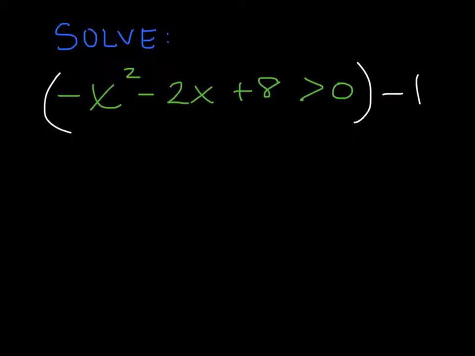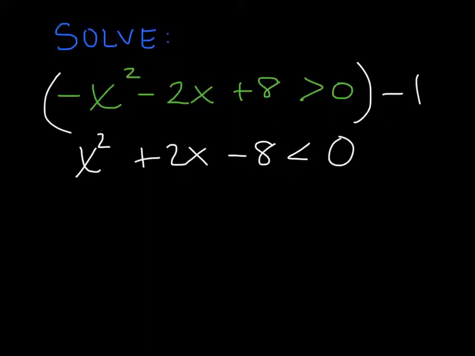So if I go through with a -1, I get x squared plus 2x minus 8. I'm changing all my signs, including this inequality. It's not to say that the one with the negative and the one with the positive are the same parabolas, but they do have the same x-intercepts. So I can still find my x-intercepts the same way.